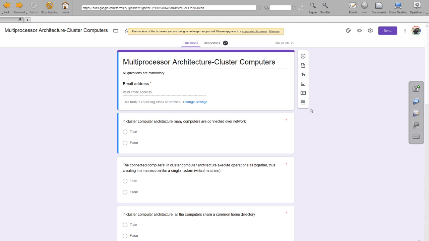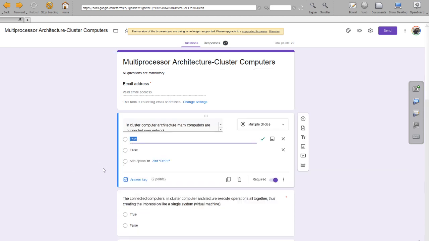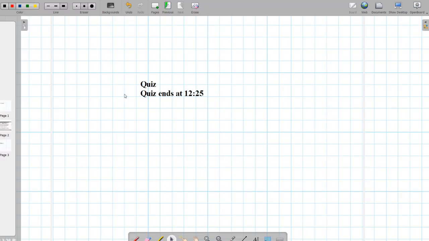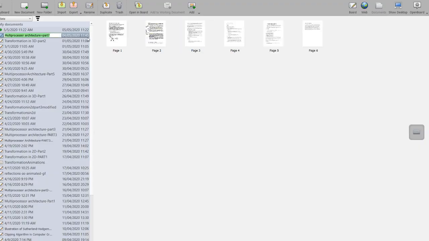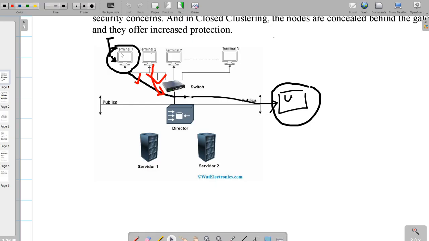Let's start. In cluster computer architecture, many computers are connected over a network. Is the answer true or false? The answer is true. If you can remember the cluster computer architecture block diagram, you can see that a number of nodes, which we marked as terminals in this block diagram, are connected over the network.